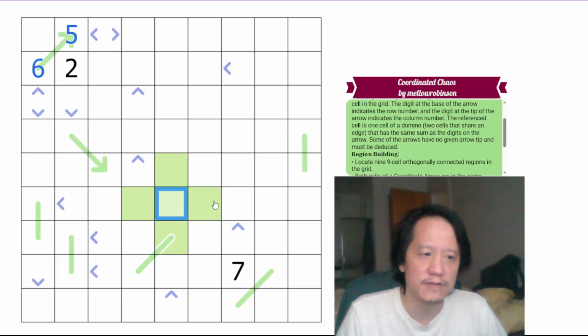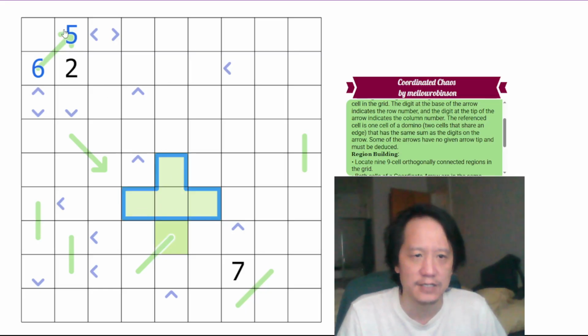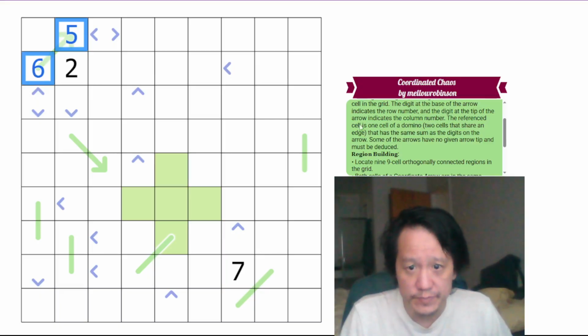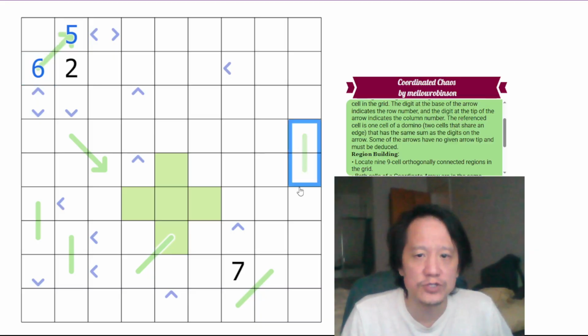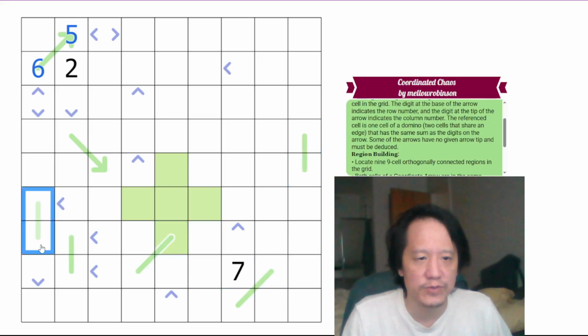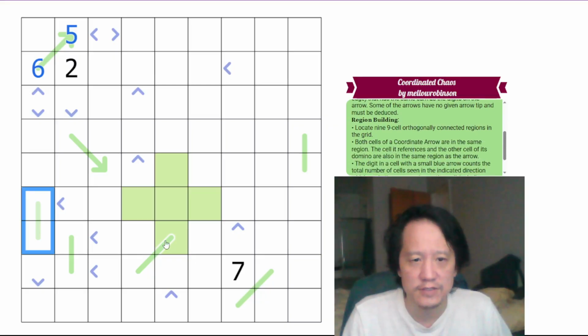And that cell shares an edge with another digit which adds up to the same sum as the arrow. And some of the arrows have no given arrow tip and must be deduced. So for these, you have to deduce the arrow tip from these cells, these arrows.